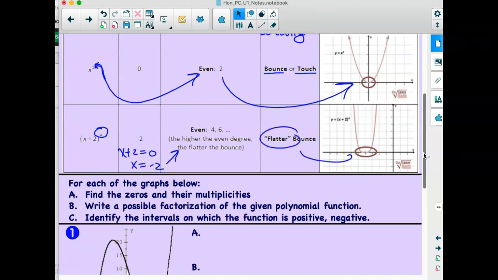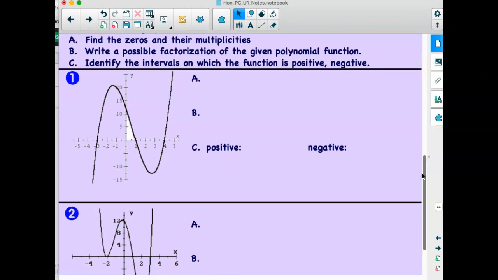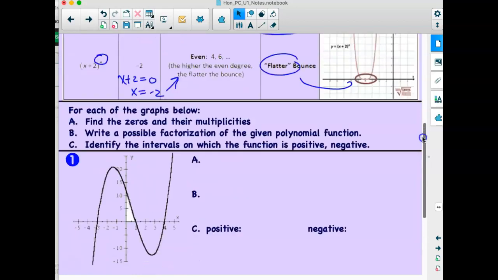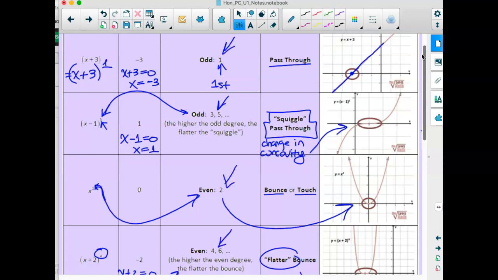All right, so for each of these graphs below, what I want you to do is find their zeros, given the graphs, and their multiplicity. So multiplicity is basically what we just talked about, right? Multiplicity is up here of either 1 because it's odd, 3, 5, 7, etc. because it's odd, 2 because it's even, 4 because it's even, right?